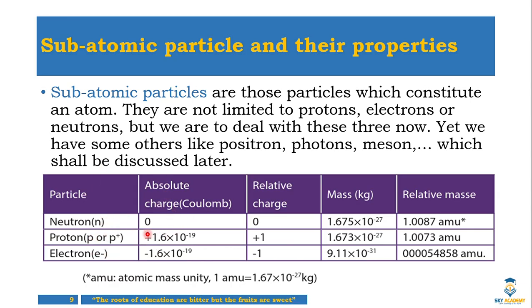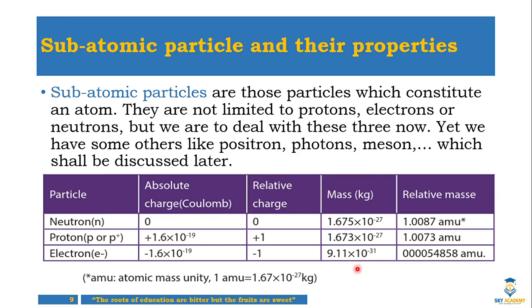This has to be memorized in order to recall it, because it is going to help us in solving different word problems. A proton, with the symbol P or P plus, has an absolute charge of plus 1.6 times 10 power negative 19. And an electron has a negative 1.6 times 10 power negative 19. In fact, the absolute charge of a proton is equal in magnitude, but different in sign. Here the proton is plus, whereas the electron is negative. The values are the same, 1.6 times 10 power negative 19 on both sides. Then for the relative charge, neutron is 0, proton is plus 1, and electron is negative 1.